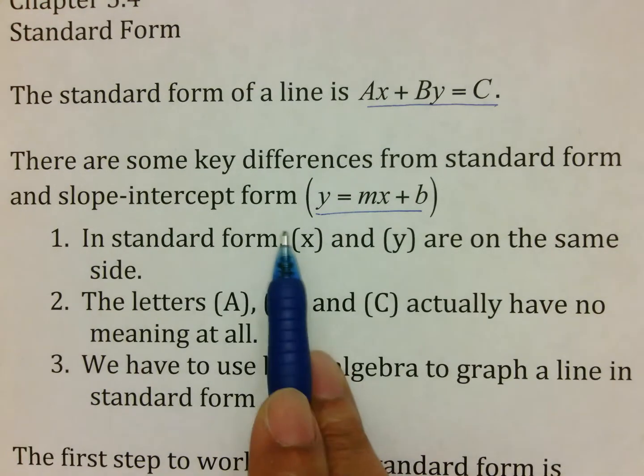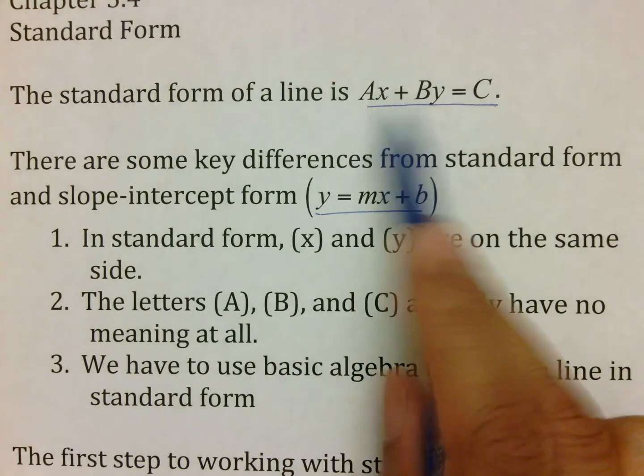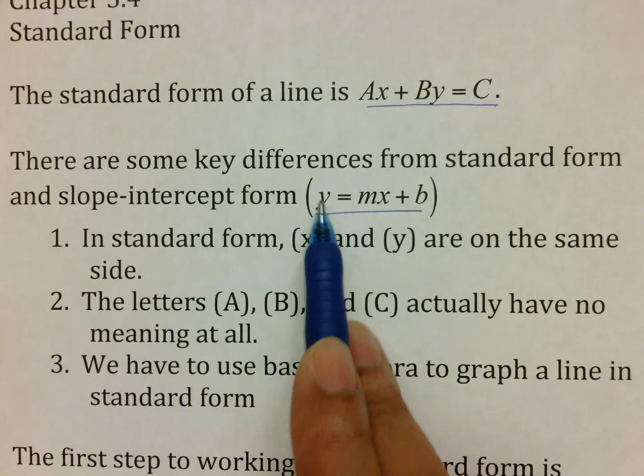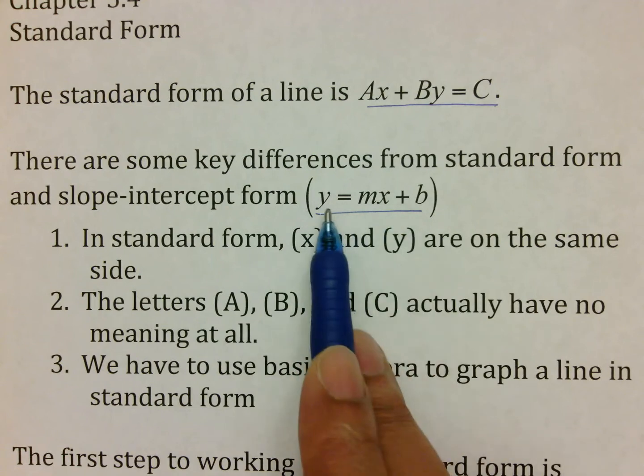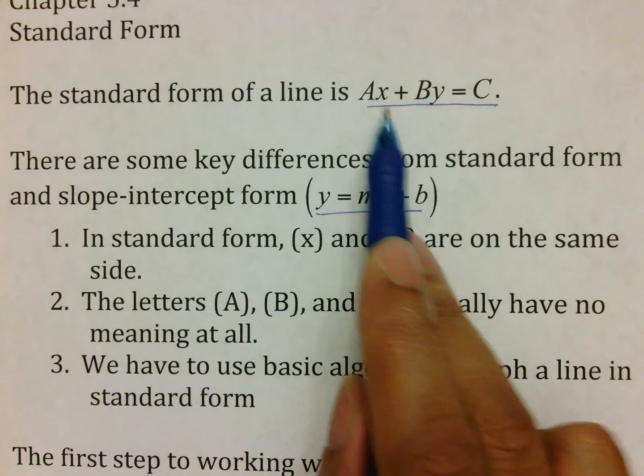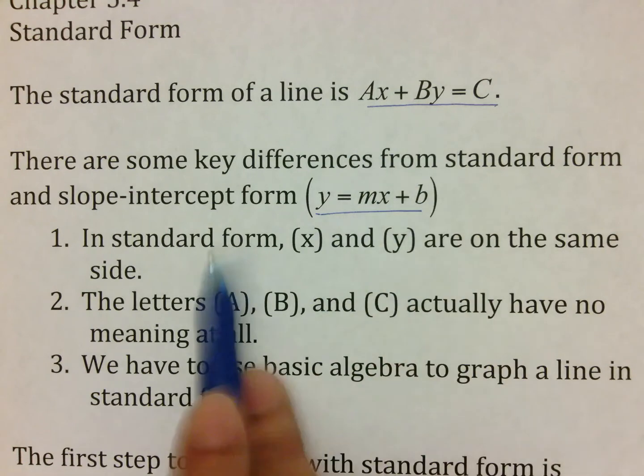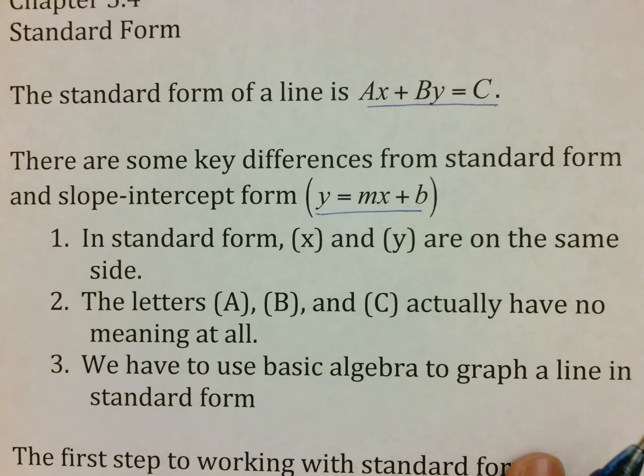First off, in standard form, x and y, if you haven't noticed, are on the same side, whereas in slope-intercept form, it's y equals. So whenever you see y equals, you're going to have to use what we learned for those. Now, whenever we see one where x and y are on the same side, we have to use what we're going to learn about this week.